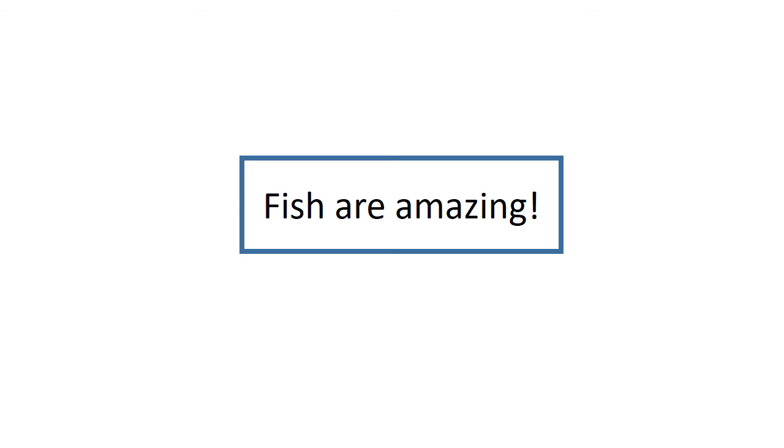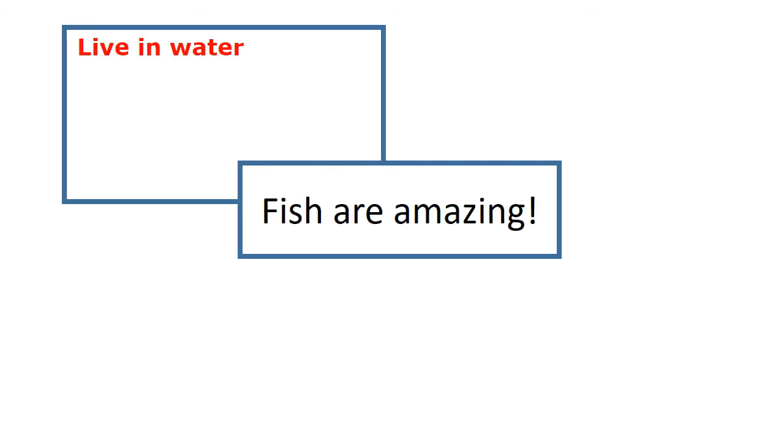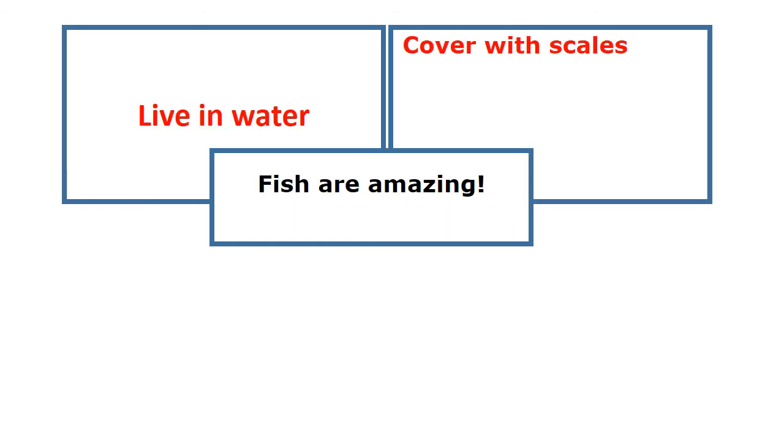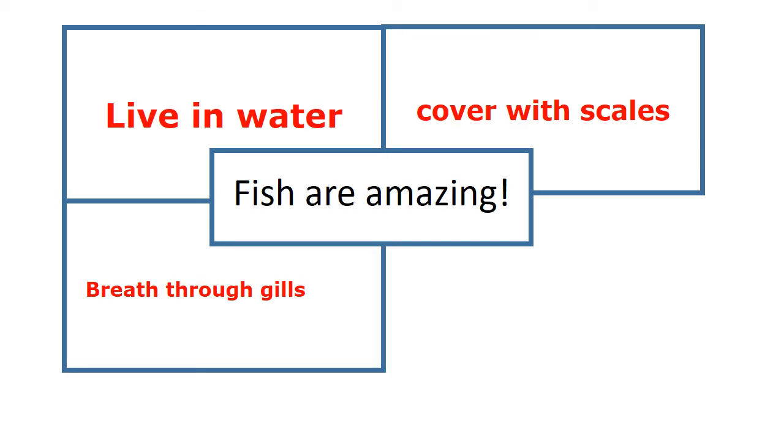On our graphic organizer, remember we don't write complete sentences for the other squares. We jot down ideas. So let's begin to jot down our ideas. Here, the first idea: when we think about fish, we know that they live in water. What is another idea? Fish, they are covered with scales. That's our second idea. What else can we say about fish? Fish, they breathe through gills. So here we have three ideas we thought about and we wrote on our graphic organizer.